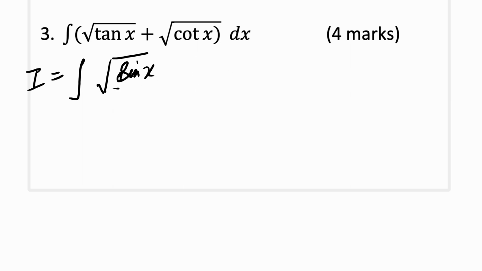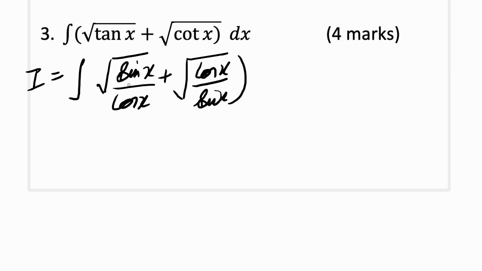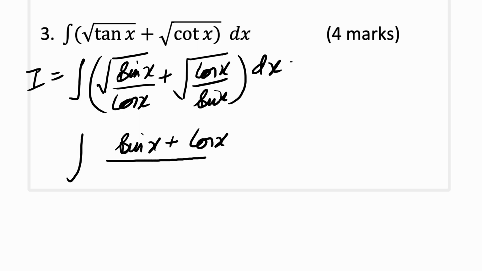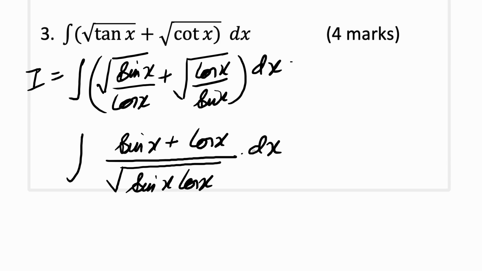Sin x upon cos x plus under root cos x upon sin x, and the whole thing is in dx. Now we'll take the LCM of the numerator, and we'll get sin x plus cos x under root sin x cos x dx. Okay, now what will we do? We will try and make this into the formula sin x minus cos x whole square.